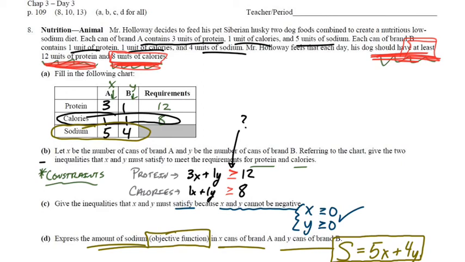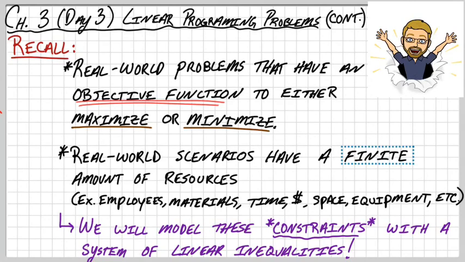All right, so again, the biggest difference between day 2 and day 3: you're going to tend to have these greater than or equal to signs, just given the scenario that it's based on. We're still talking about real-world problems that have a finite amount of resources. We're still setting up our linear programming problems.